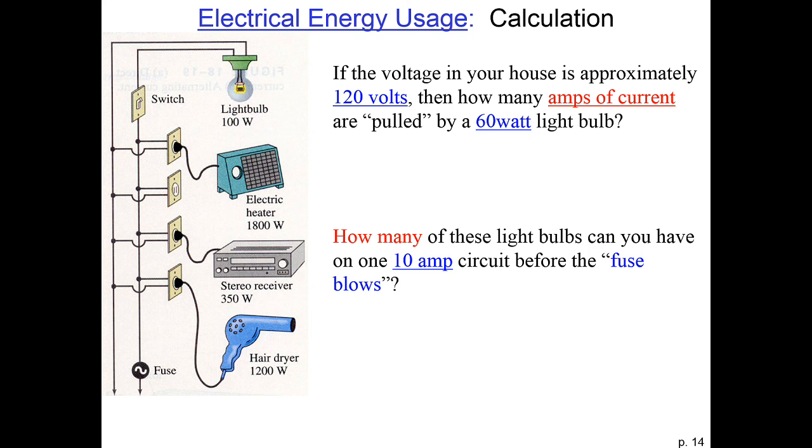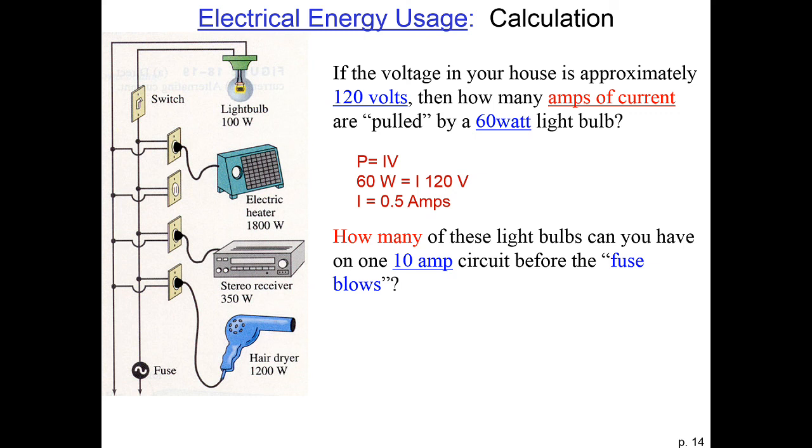Okay, so now we want to solve some problems. We have a 60-watt light bulb, and the voltage is 120 volts, and then we want to know what is the current. Well, we have the power and the voltage, so power is equal to current times voltage. So we divide the power by the voltage to get the current, which is 60 watts over 120 volts, which gives us 0.5 amps.